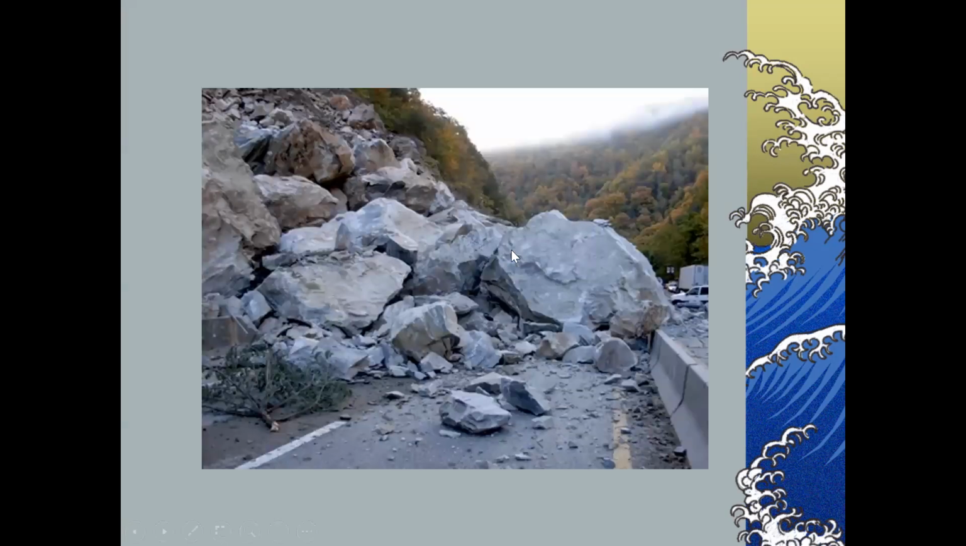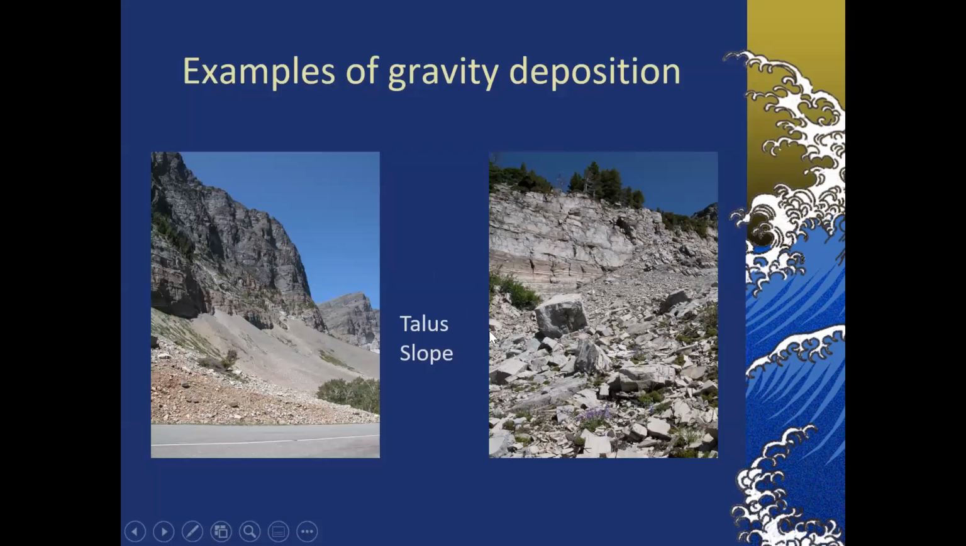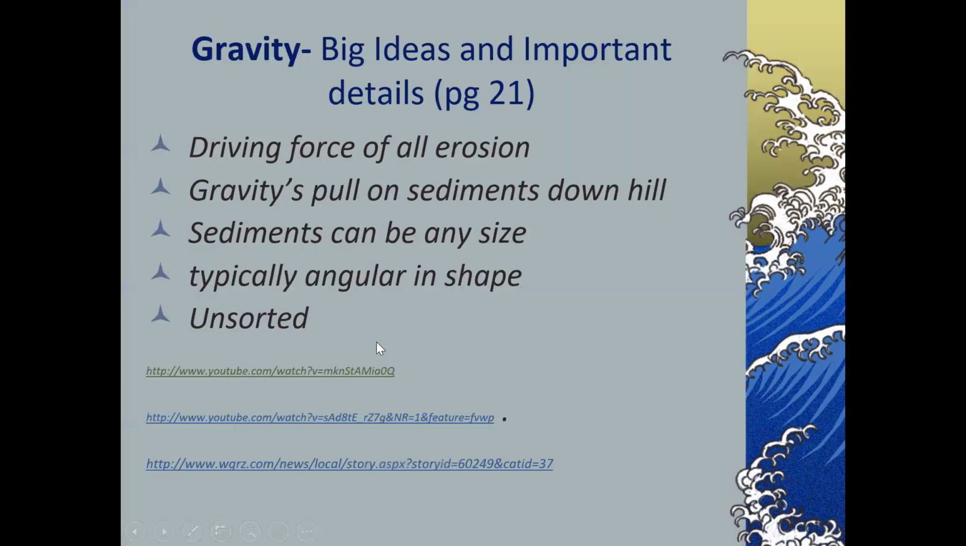Again, you can kind of see, so this was a rock fall on a roadway, but again, you can see that slope of the land. And again, here's another one. So this is called a talus slope, and the debris just piles up at the bottom at this angle here at the bottom. All right, for the big idea for gravity, here's what you need.